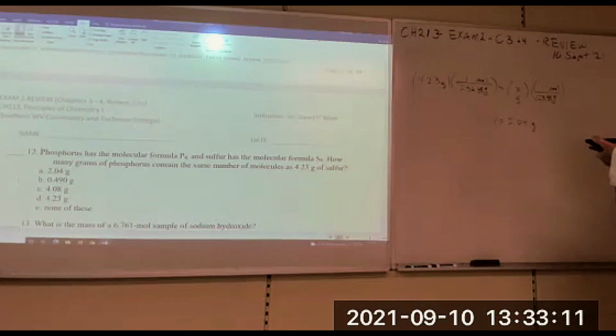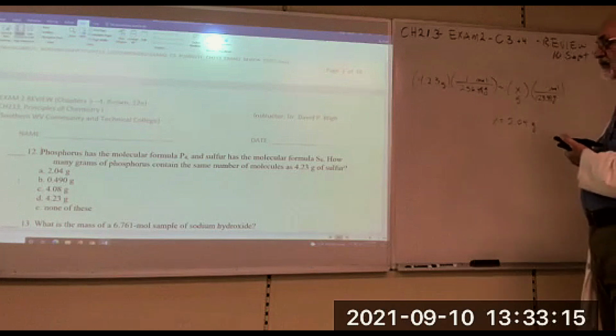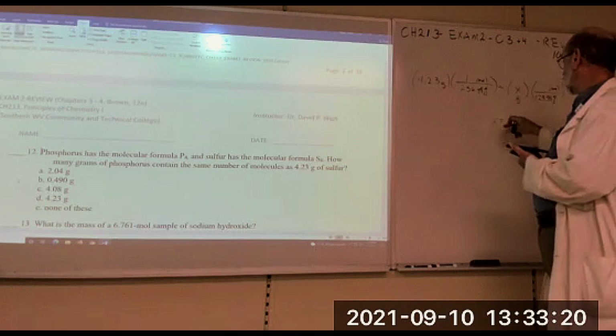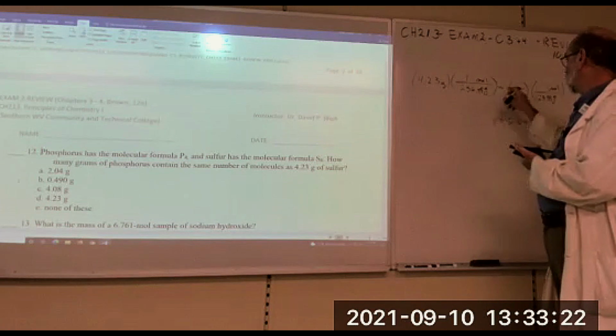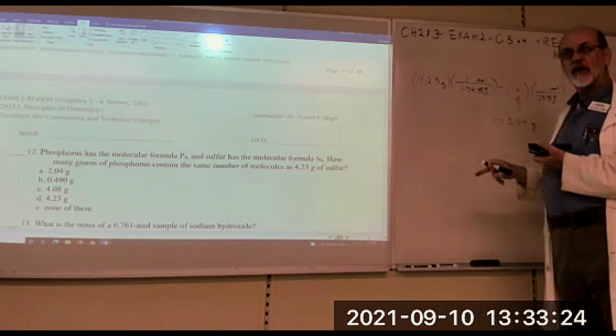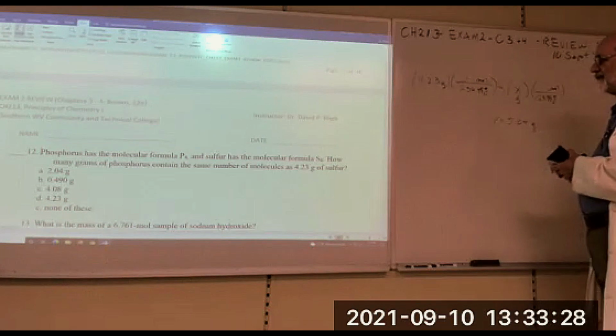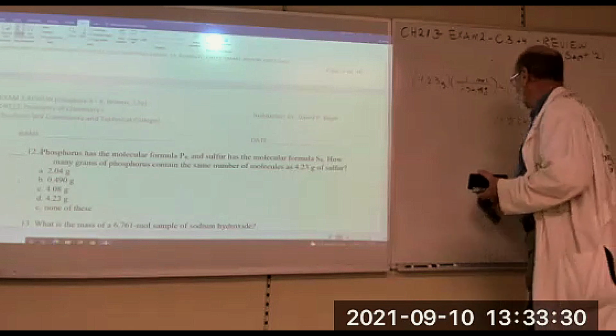Okay. So what we're saying is, if you want to compare masses, and you have the same number of molecules, then all you have to do is ratio the molar masses, and that gives you your multiplier.